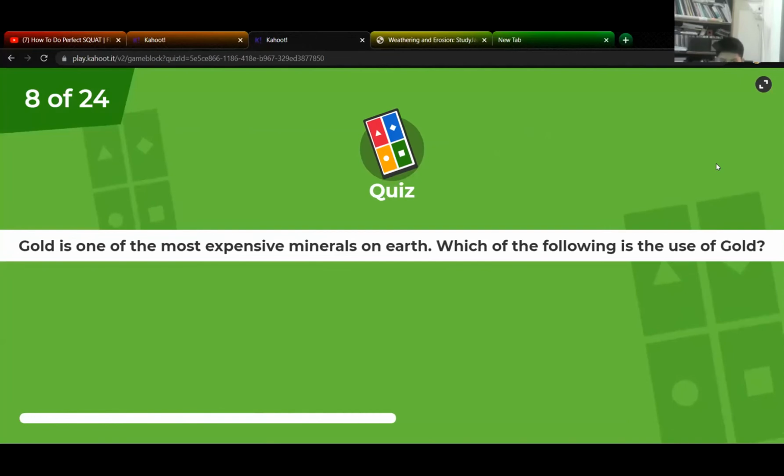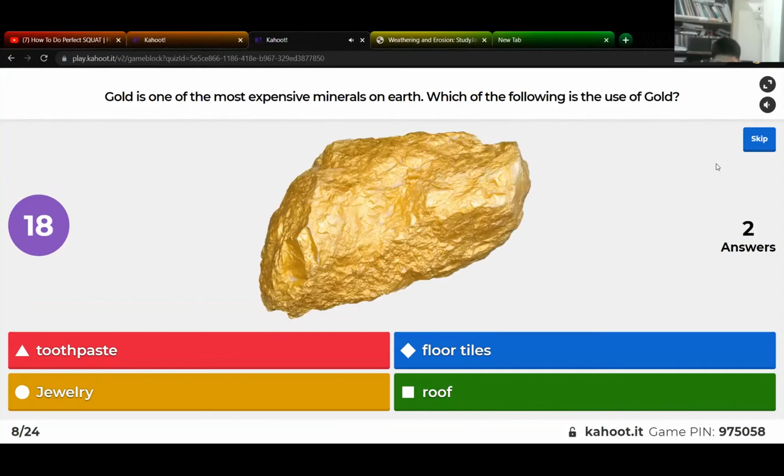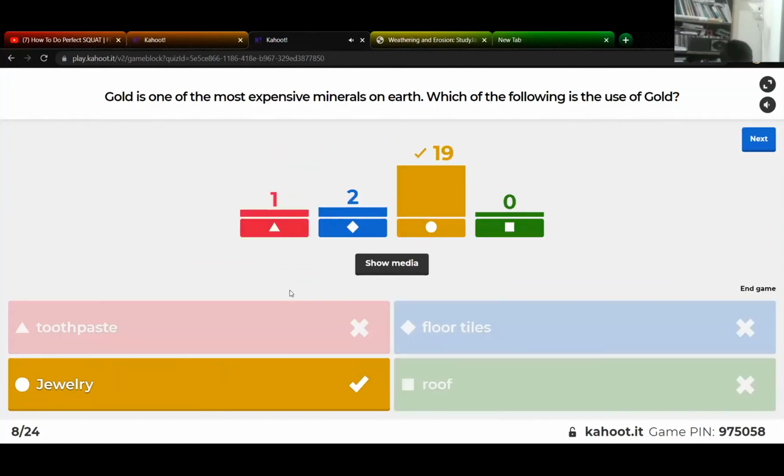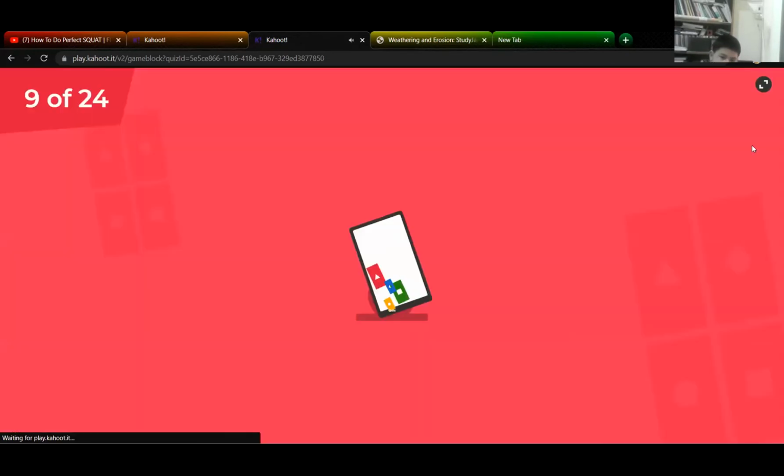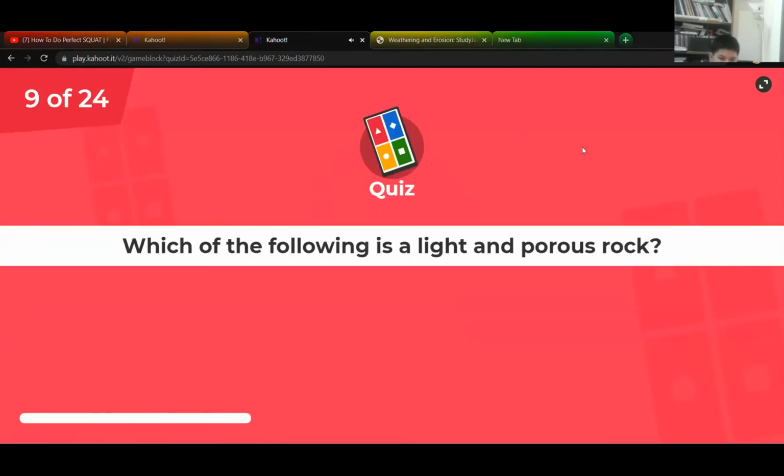Gold is one of the most expensive minerals on earth. Which of the following is the use of gold? Toothpaste, floor tiles, jewelry, or roof? Yeah, if I become very rich and I have a lot of gold, I will make it a roof. Okay, good job. Oh my God, why did you answer toothpaste? And why did you answer floor tiles? You guys are super rich. You're not just rich, you are super rich.